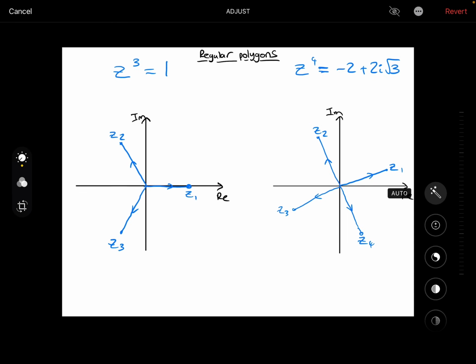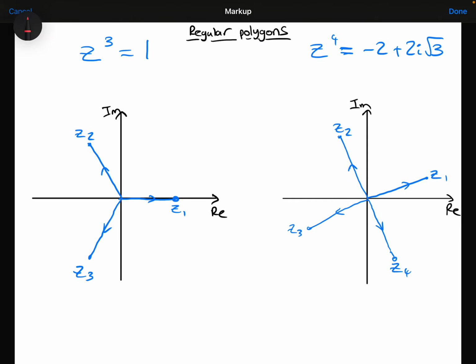Two other things to say. You'll have noticed that in both of these examples we've done, we've ended up with regular polygons centered on the origin. The z cubed equals 3 gave a regular triangle where each of these is 2 pi over 3. We knew that each of these lengths was 1. So if we wanted to, we could do a bit of cosine rule to work out the lengths of these sides here. So we got a regular triangle.